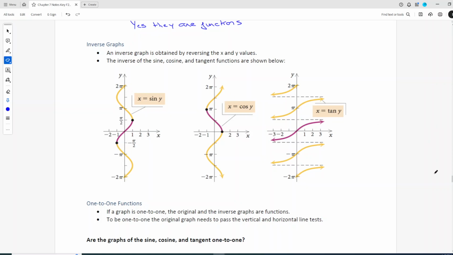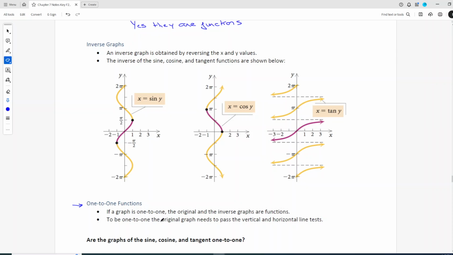Now, what we want to know is, are these inverse graphs functions? Well, no. So what's that going to mean to us? We're going to learn a new term here, which is one-to-one functions. Actually, I think we did this in chapter 5. Remember, we determined if something was one-to-one if it simplified to x. Anyway, if something is one-to-one, then the original and the inverse graphs are both functions.